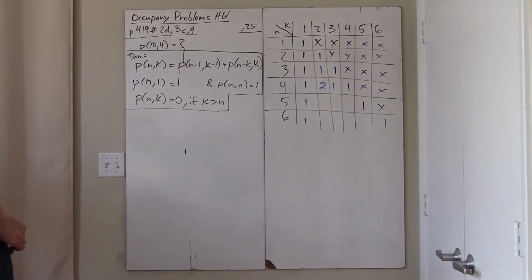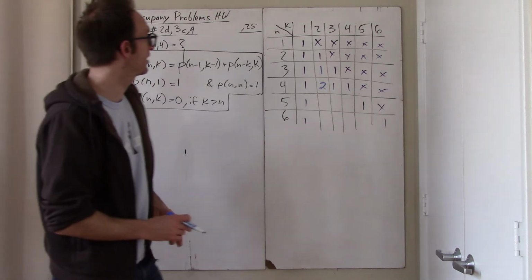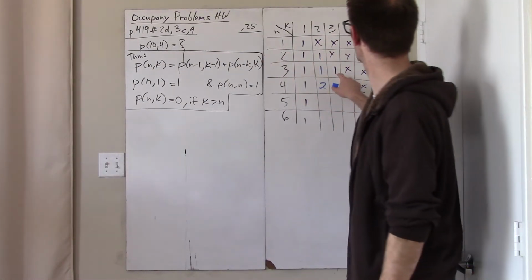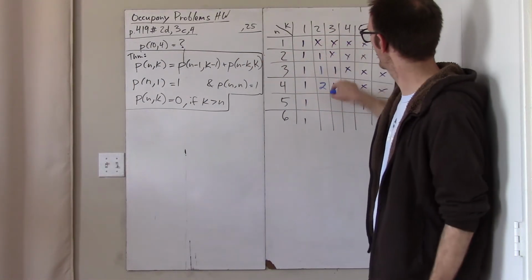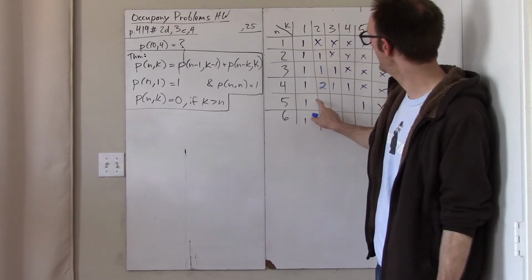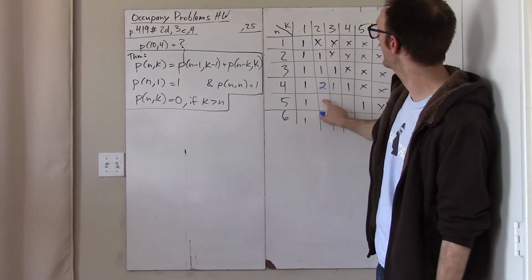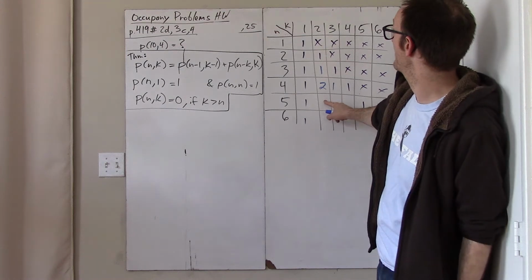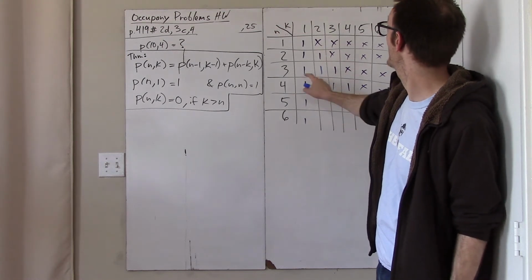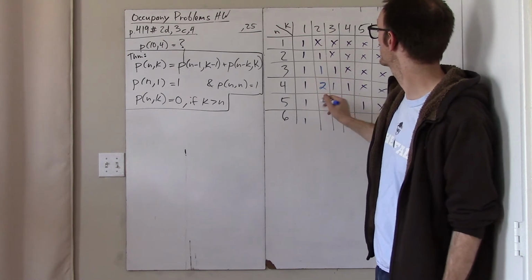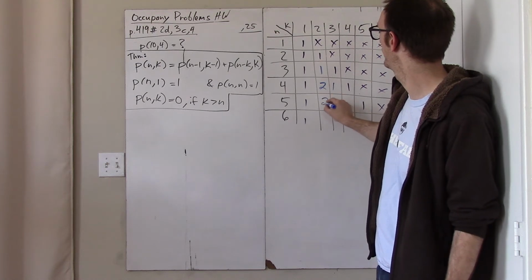Is that right? Yeah. Okay, so P31, I don't know. Okay, it'll come to me in a second. What goes here? That number plus P32, and P32 is 1. So this is also going to be a 2.